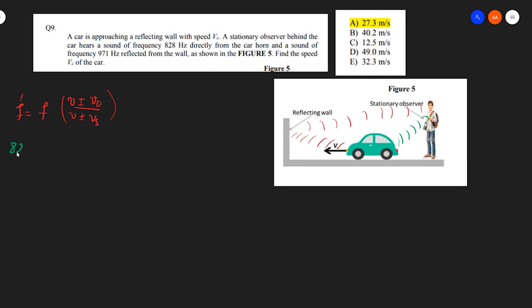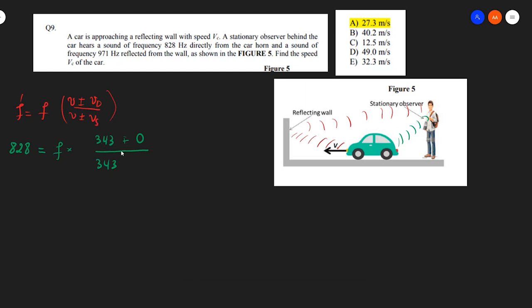So we have 828. This is what is heard here. It is equal to the one which is emitted, which is F, multiplied by the velocity of sound, which is 343, and here 343, and here I need to decide the detector. Who is the detector? It is the observer here. It is not moving, so I write 0. Plus or minus, it doesn't matter.